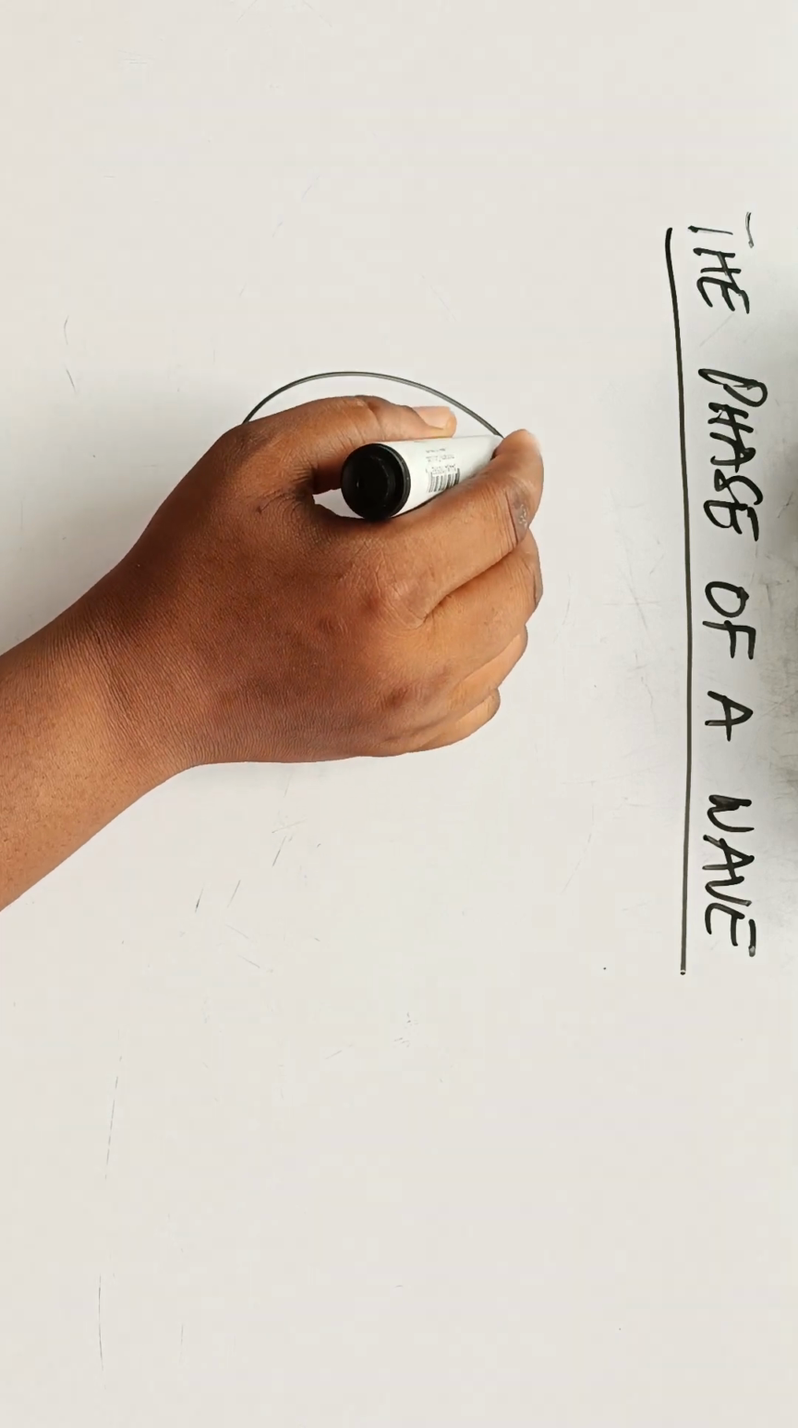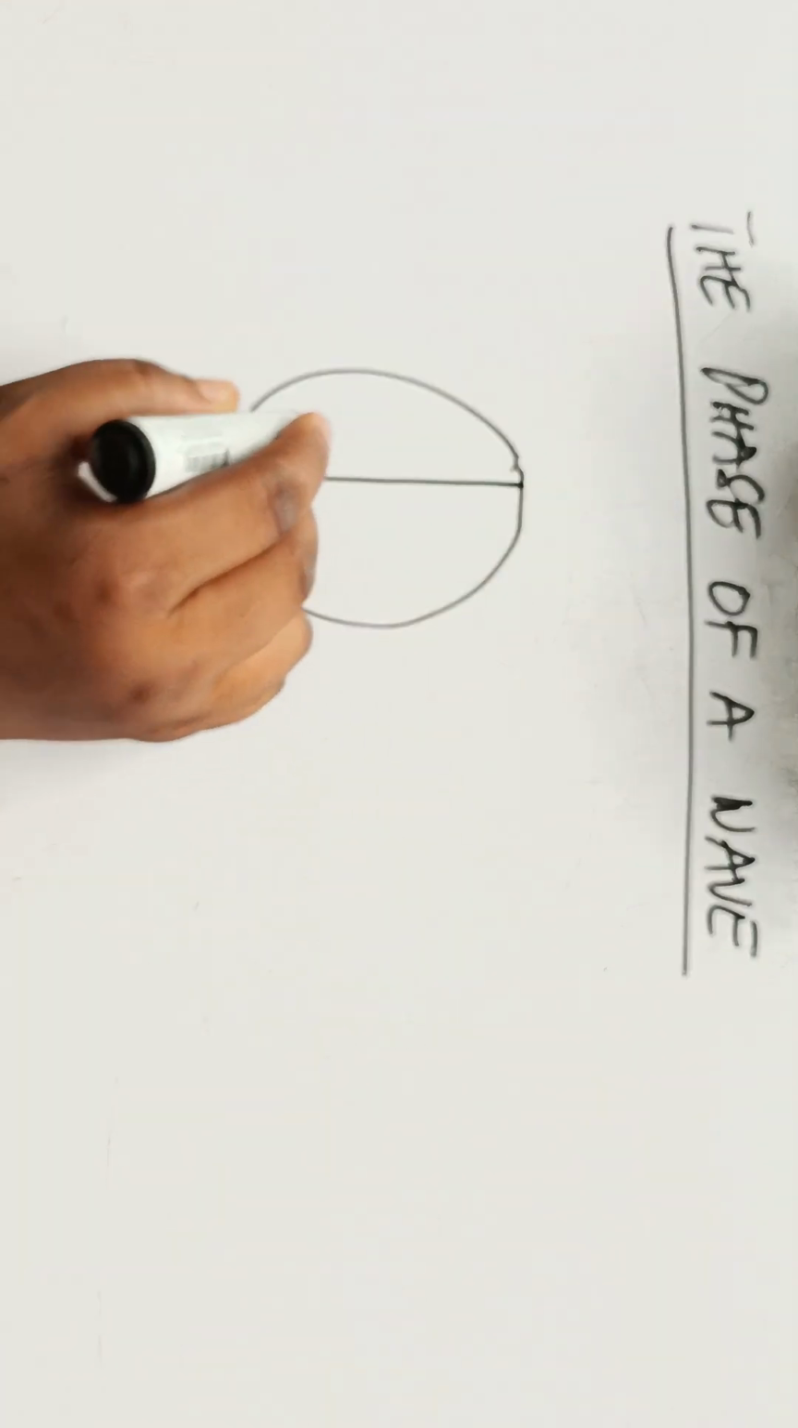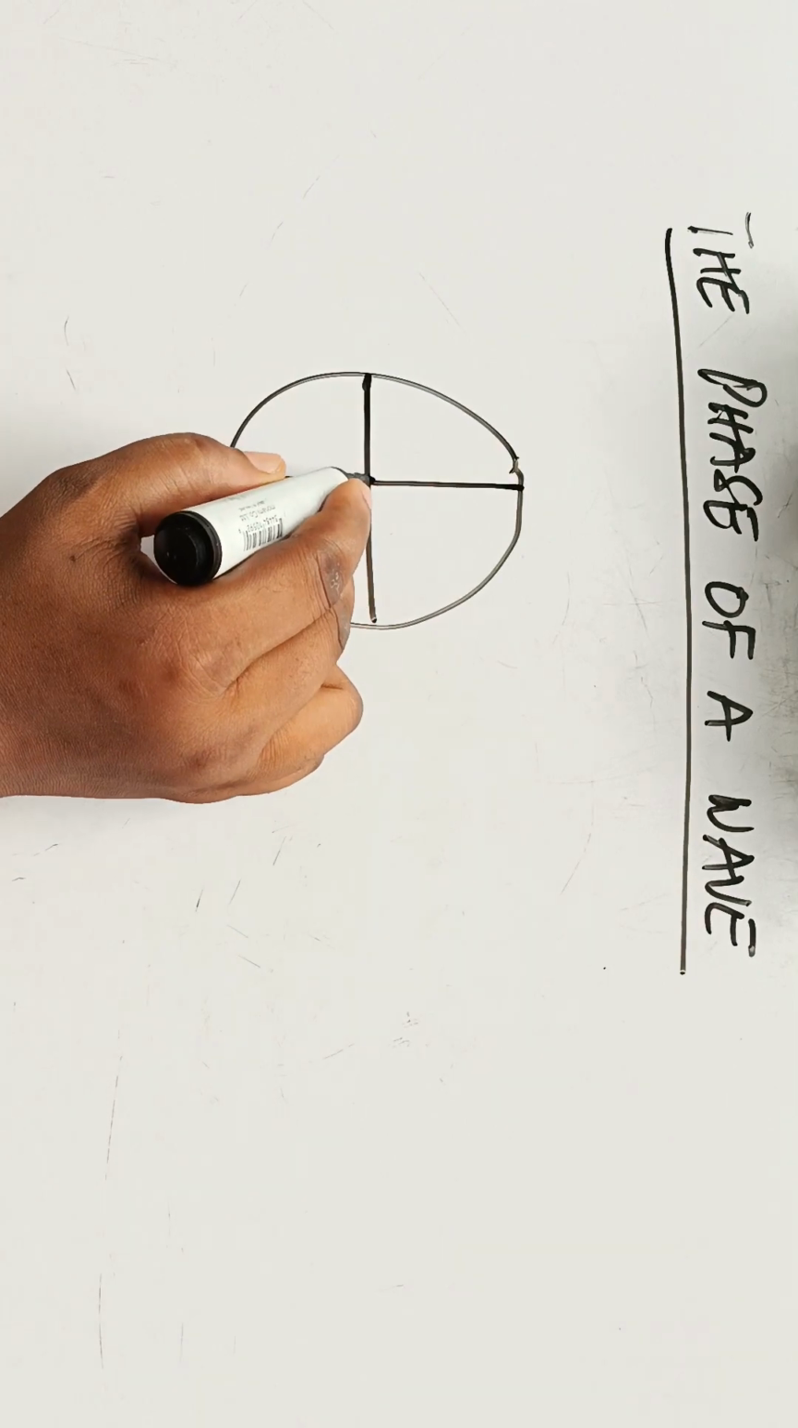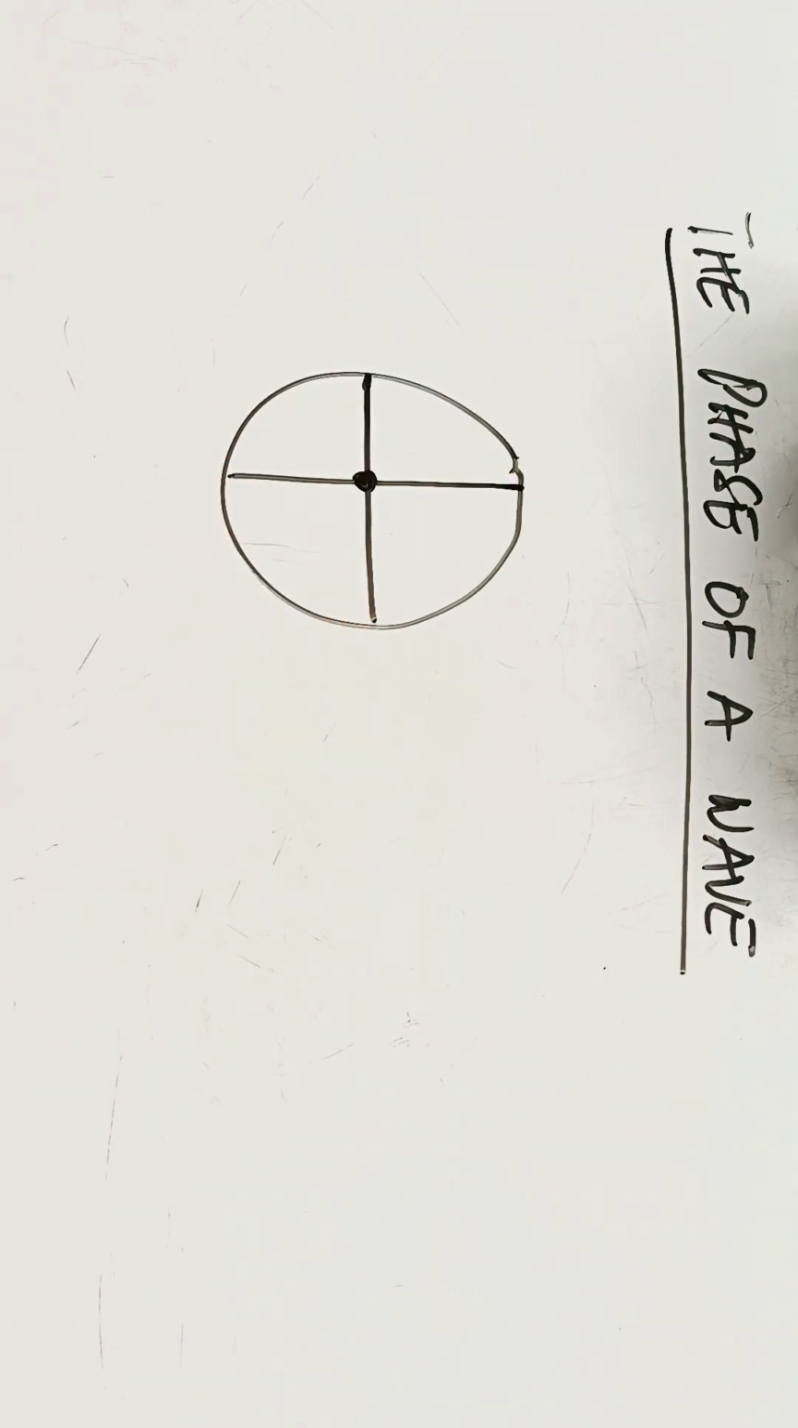The phase of a wave is basically the angle that is made by the vibrating particle with respect to the equilibrium position. I'm saying again that the phase of a wave is the angle made by the vibrating particle with respect to the equilibrium position. So let's consider this diagram.